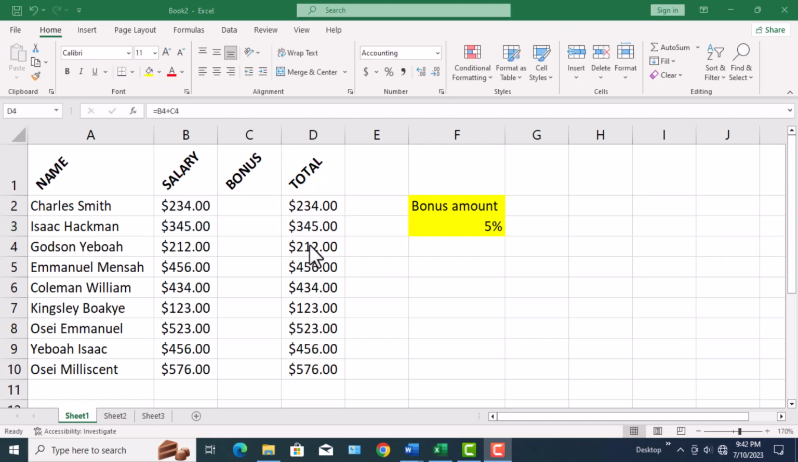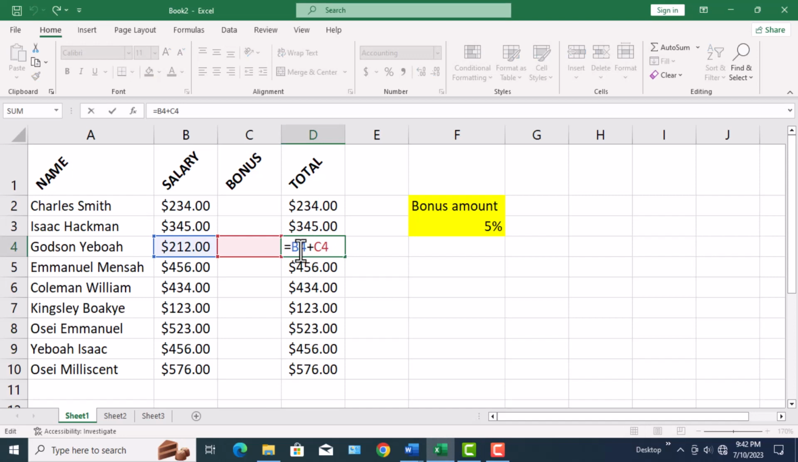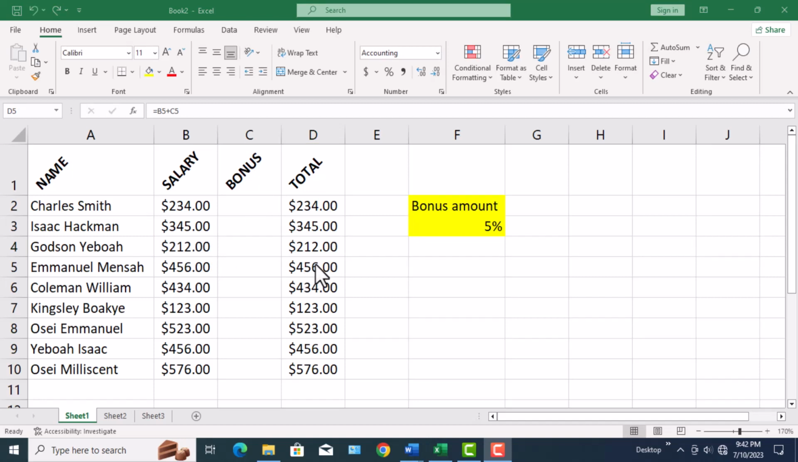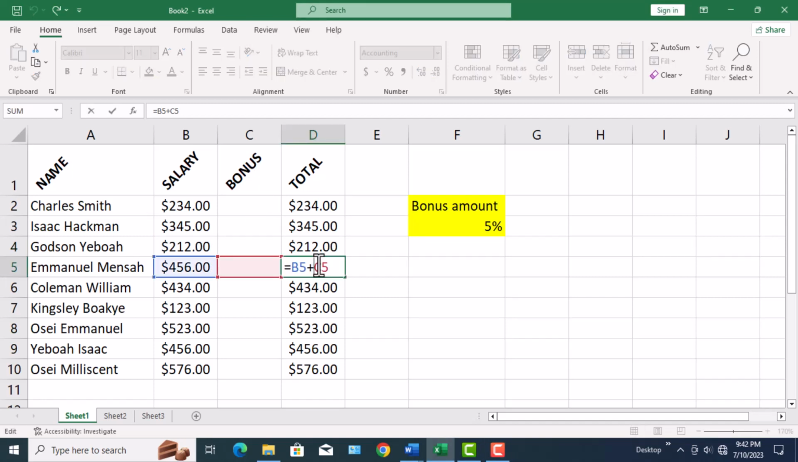Let's move on to the next cell again. We have B4 plus C4. Let's move on to the next person. We check the formula: B5 plus C5. So column B is moving with column C. So this is a relative referencing.